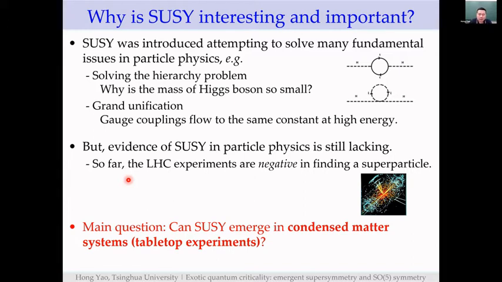However, evidence of SUSY in particle physics is still lacking. So far, LHC experiments have been ineffective in finding a supersymmetric superparticle. So the main question we'd like to ask: can SUSY emerge in condensed matter systems or in tabletop experiments?